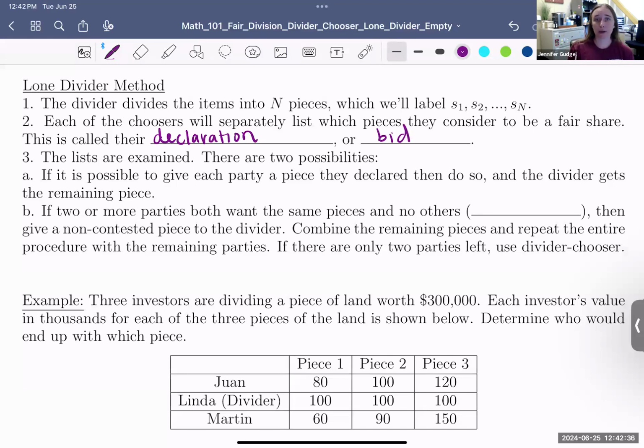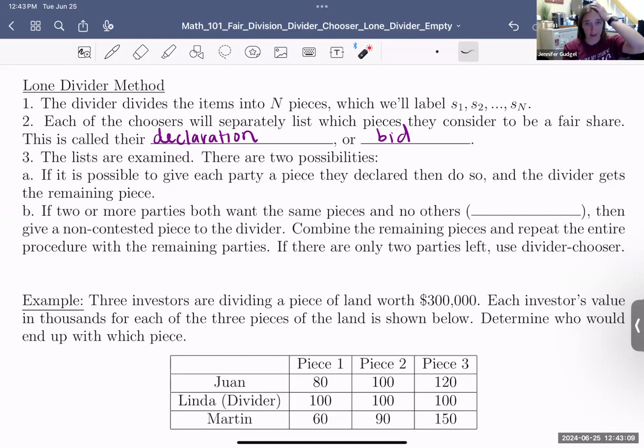So these lists are now examined. Everyone has said what they feel is fair. The lists are examined and there's two possible outcomes. So we've got a little sub A, sub B going on here. One possible outcome is that every party has their own one that they think is fair. They get assigned. The divider gets the last one. That's the optimal outcome. We don't have to redo anything. There was a way in which we were able to pick a piece for everyone that everyone's content, and the divider gets the one that's left over.